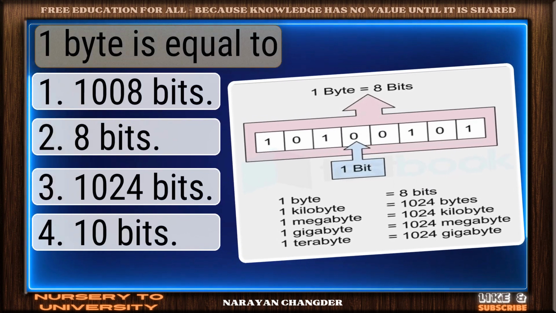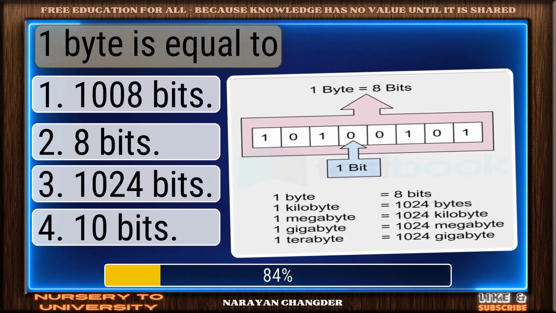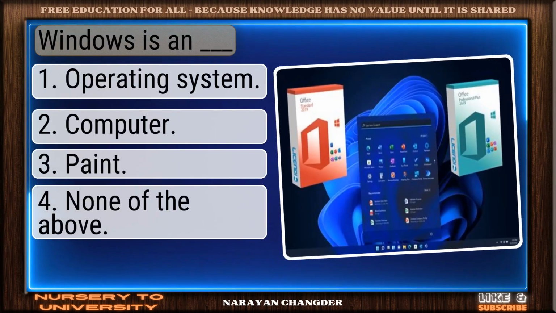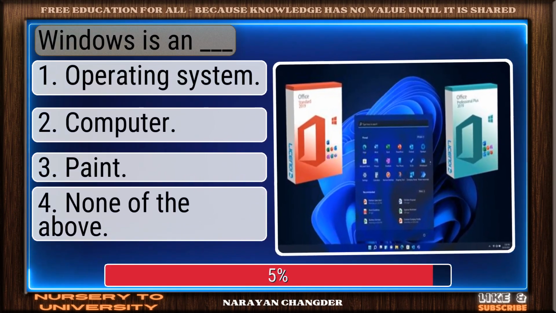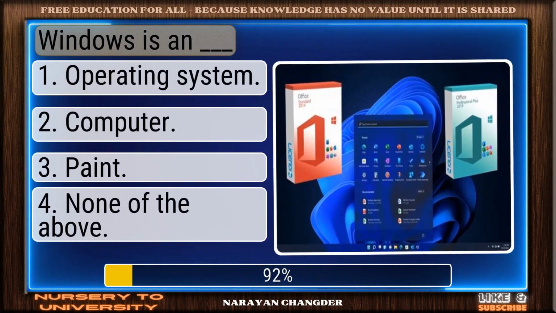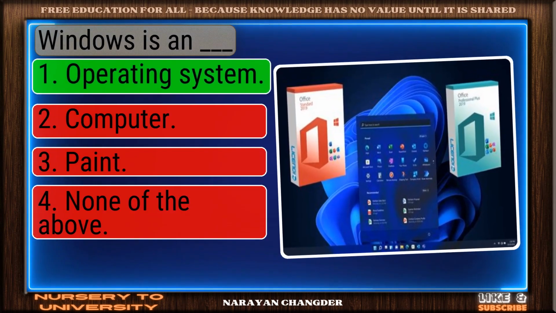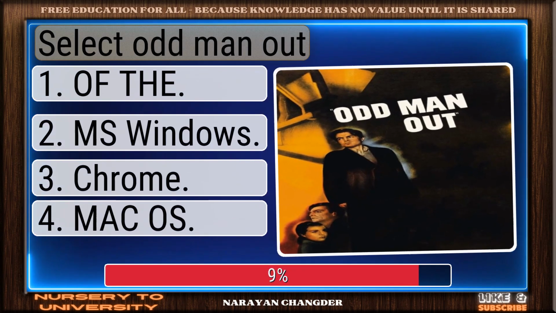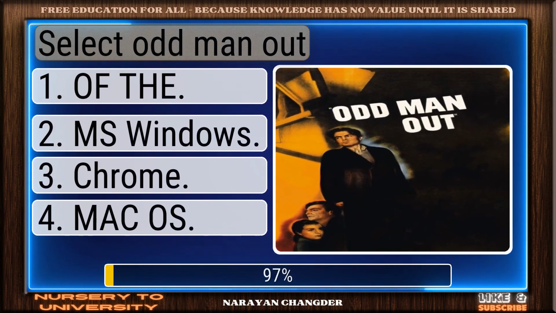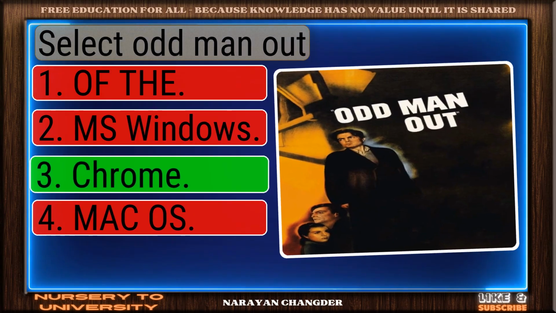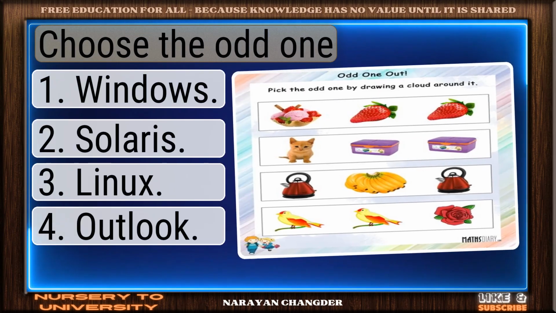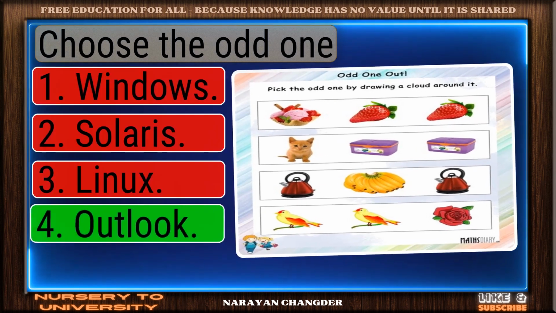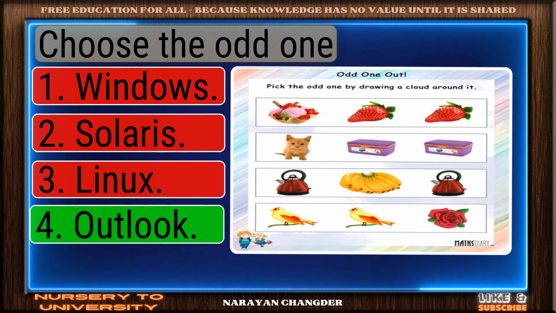1 byte is equal to? Right choice. 8 bits is best. Windows is an dash? Excellent. Operating system is well reasoned. Select odd man out. Well picked. Chrome is correct. Choose the odd one. Smart pick. Outlook is correct.